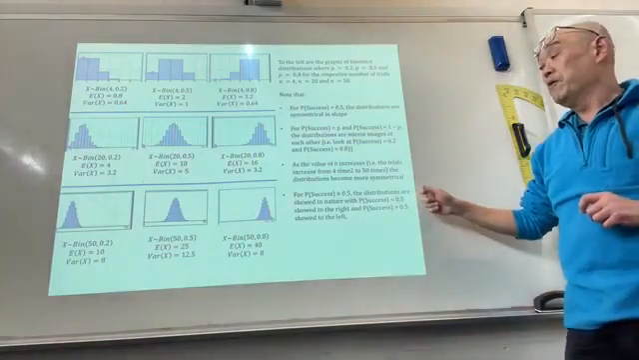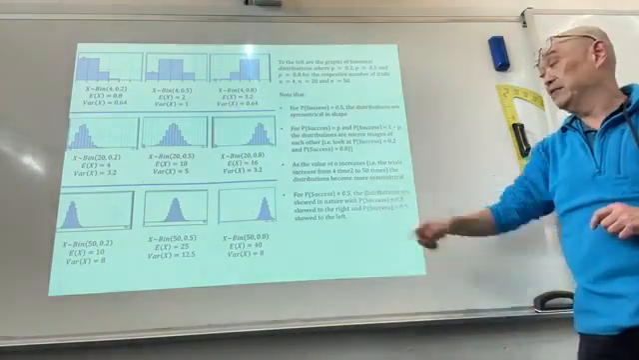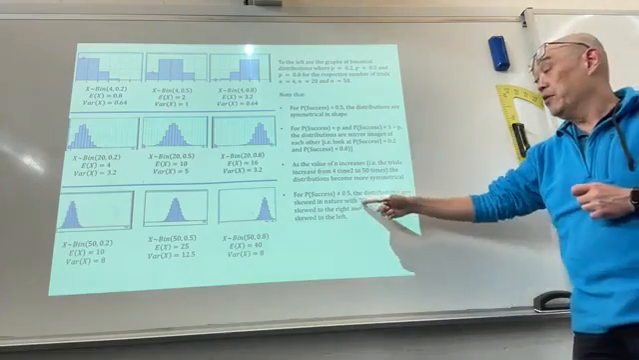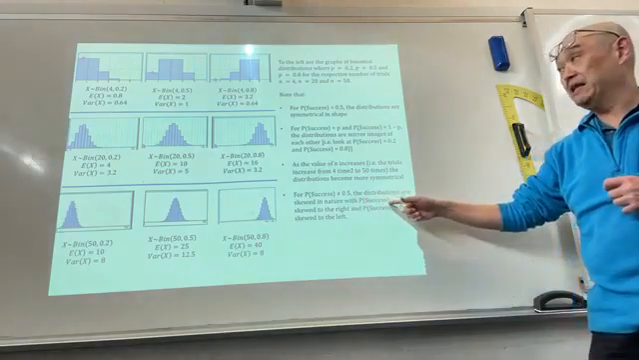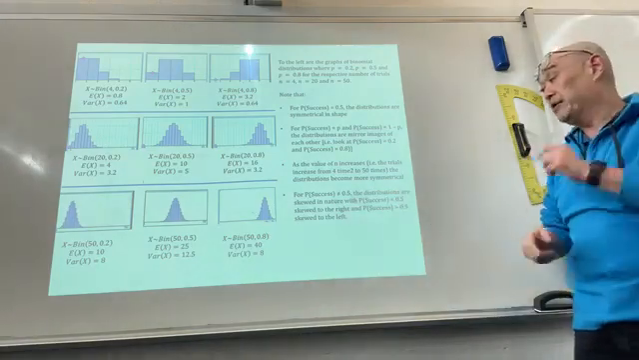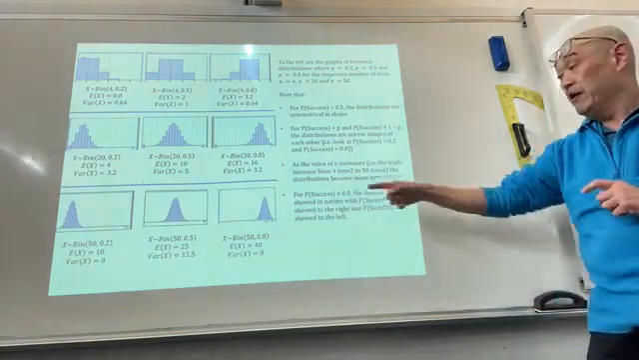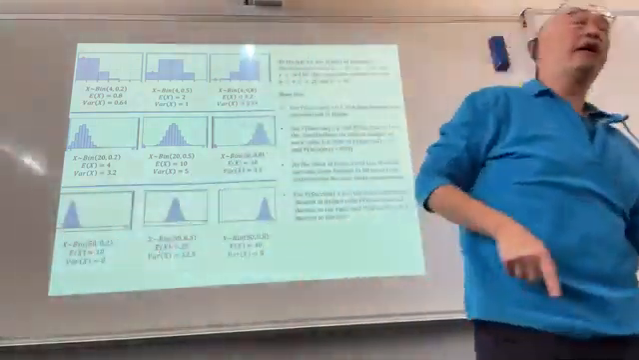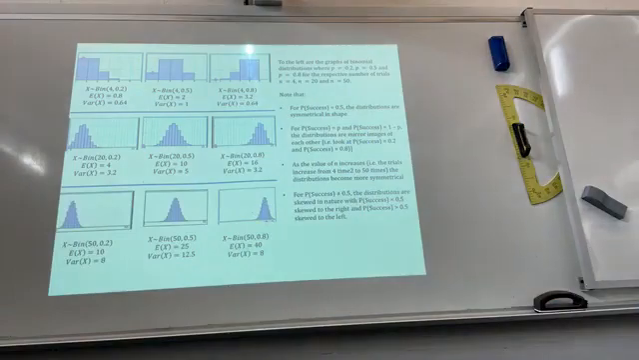So for probability of success which doesn't equal 0.5, the distributions are skewed in nature: probability of success less than 0.5 is skewed to the right, and probability of success greater than 0.5 is skewed to the left. Can we say negatively skewed? Yeah, you can say negatively skewed or positively skewed, that's fine.